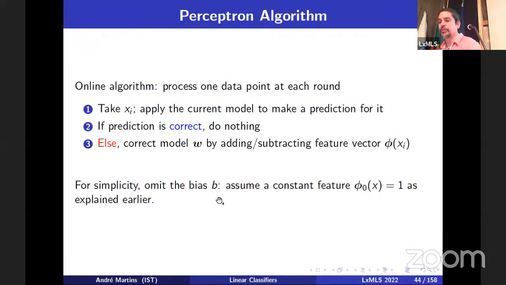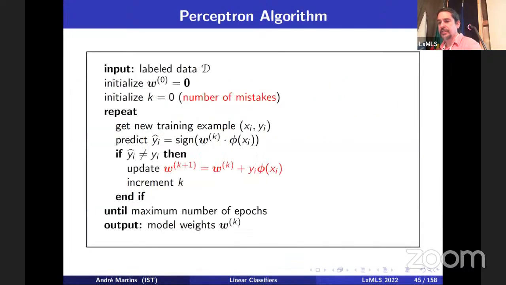Okay, and here I'm going to omit the bias term, which is licensed from what I said in the previous slide, assuming that there is some constant feature. So we don't need the bias. And this is the pseudocode of the algorithm. So it's really simple. It's just a few lines of code.